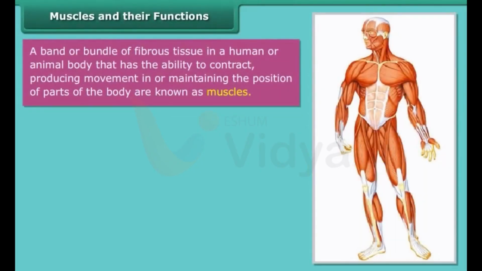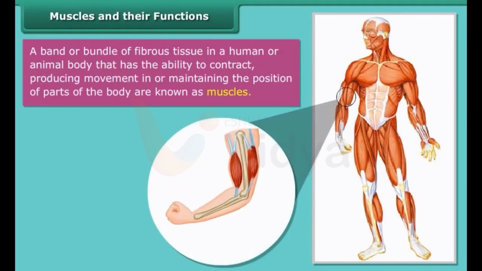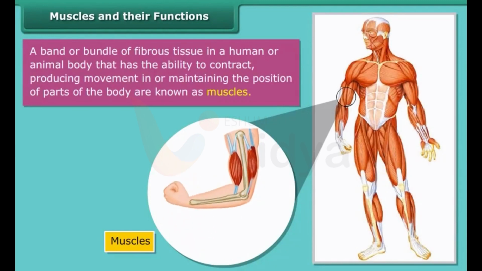Muscles and their functions. A band or bundle of fibrous tissue in a human or animal body that has the ability to contract, producing movement in or maintaining the position of parts of the body, is known as a muscle. The movement of the body is controlled by alternate contractions and relaxations of two sets of muscles.